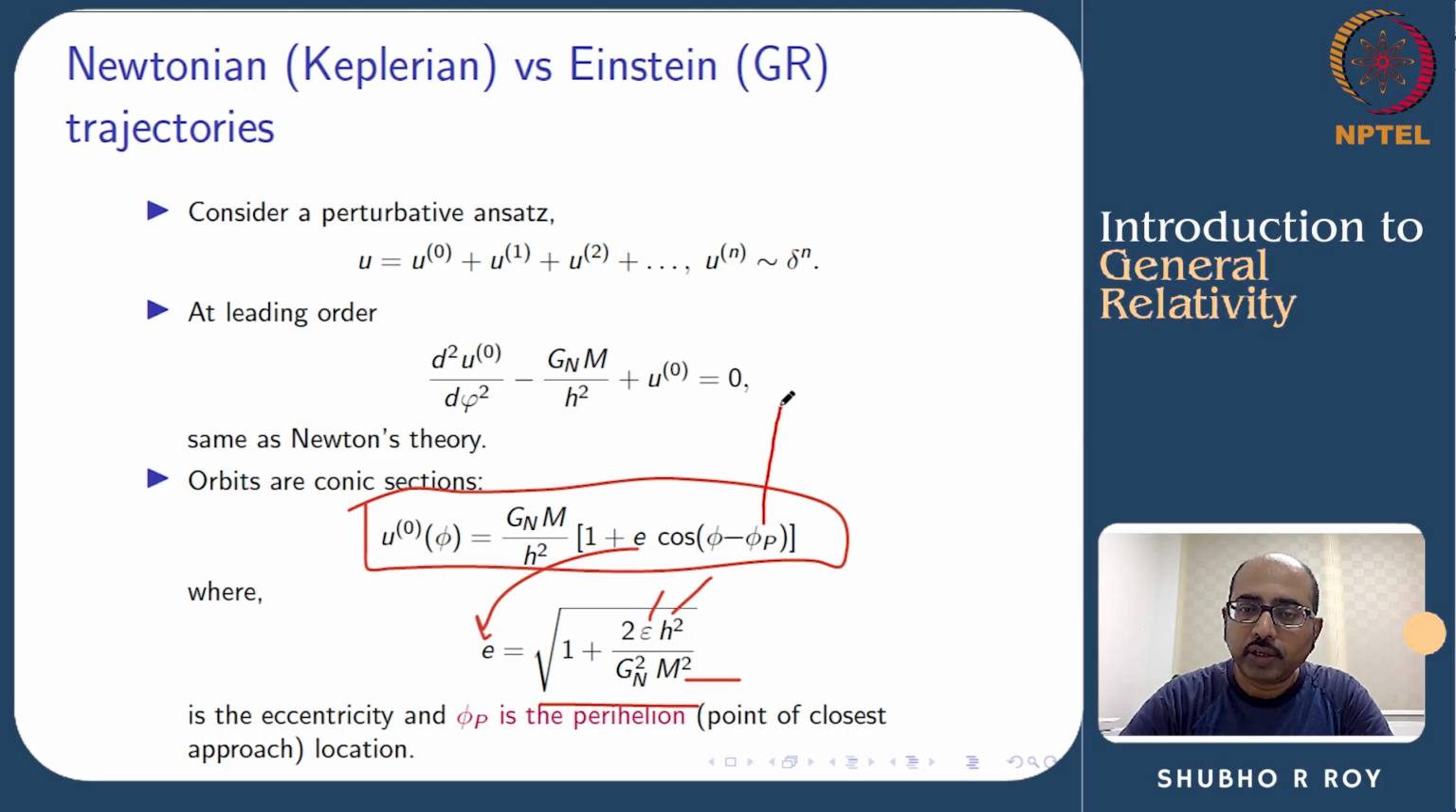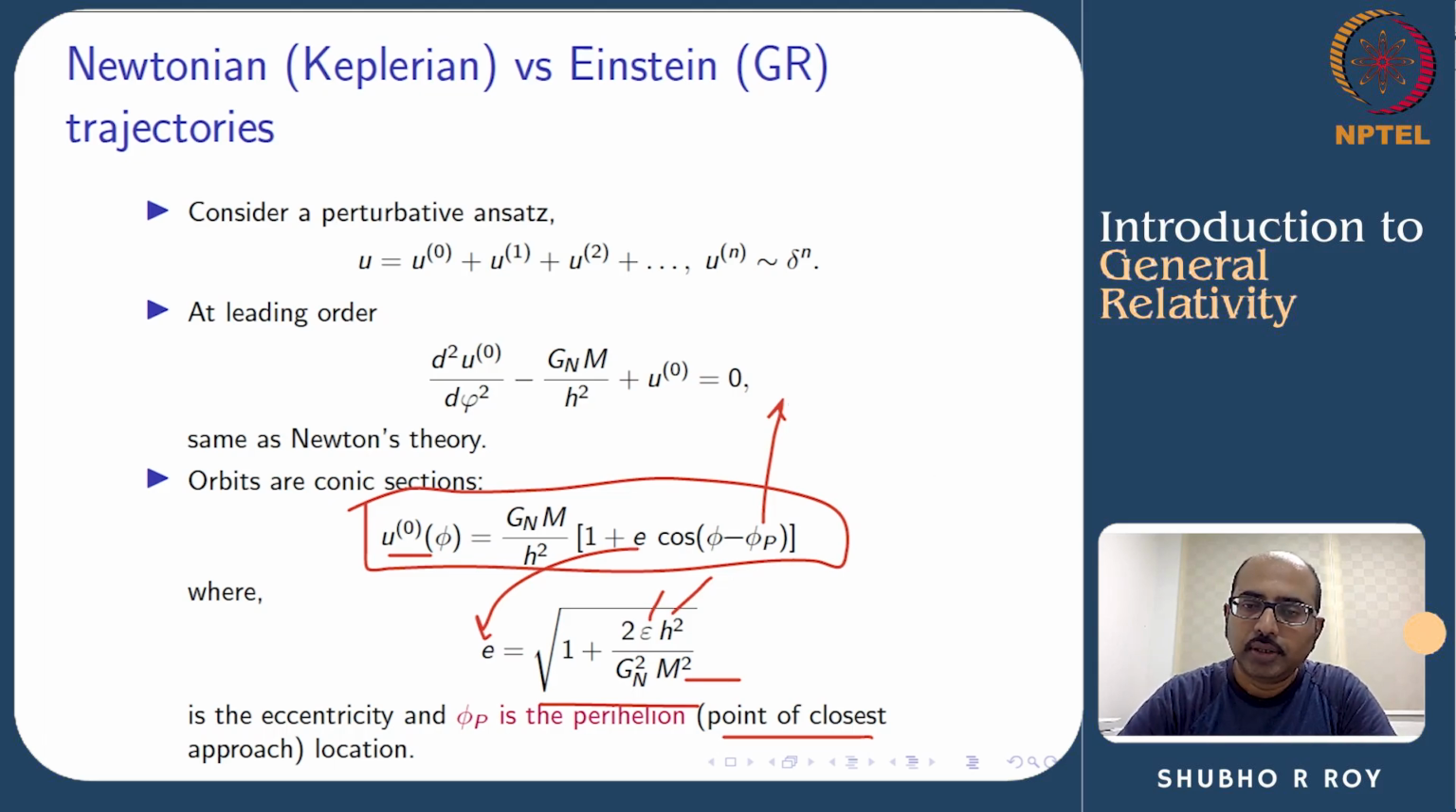And the second constant of integration is phi p, which is the perihelion. So when phi is phi p, the argument of the cosine vanishes and the cosine takes maximum value. That means u will take maximum value. And because u is 1 over r, when u takes a maximum value, that means r is smallest, the point of closest approach to the central object. So this is the location of the perihelion. In most textbooks, I think they set it to 0 by convention. You can always choose your major axis such that the perihelion coincides with the major axis.